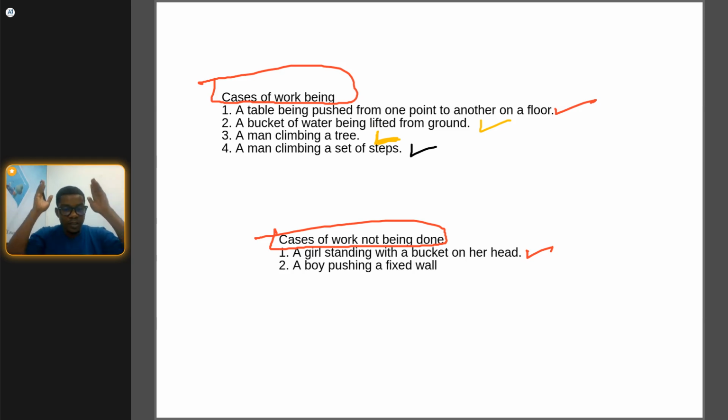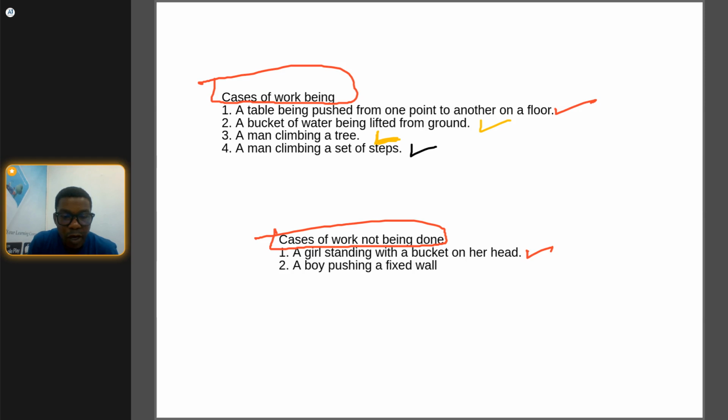That means she's just standing, the bucket is on her head. She's not moving an inch. Of course, she's applying force to maintain the bucket on her head. But for the fact that she has not moved an inch, that means she has not performed any work at all. So if you are holding a load and you are standing on a spot, you have not performed any work. So those are cases that are considered to be work not being done.